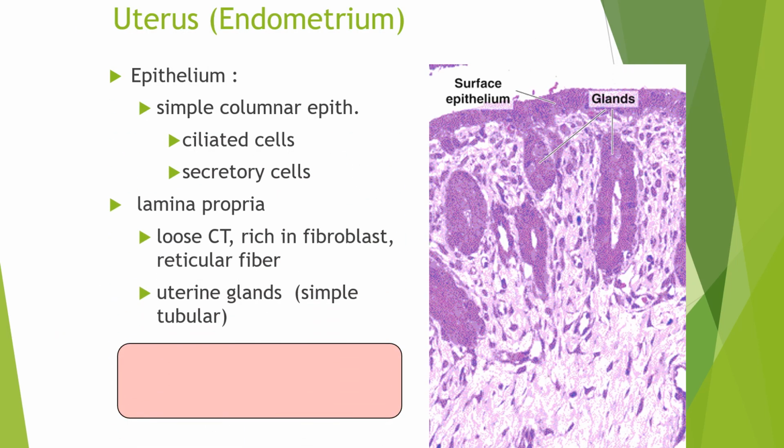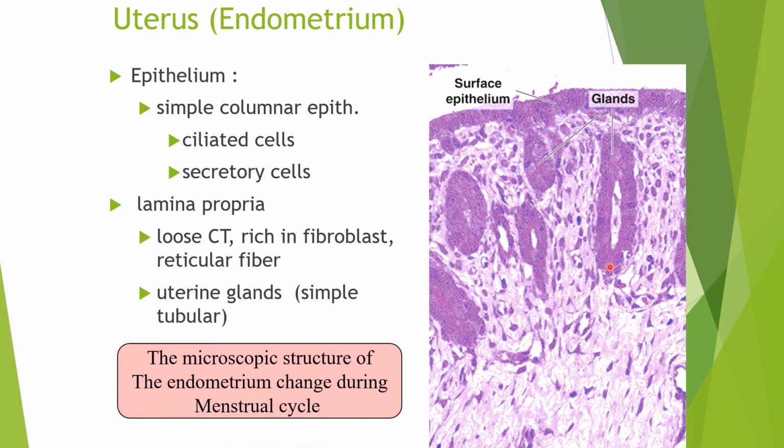So what is endometrium? This is the simple epithelium along with the lamina propria. The epithelium is simple columnar in nature. It has both ciliated cells as well as secretory cells, and beneath the epithelium there is the lamina propria, which is a loose connective tissue rich in fibroblasts and reticular fibers. Uterine glands are also present in this part, and these uterine glands are simple tubular in nature, and the microscopic structure of the endometrium changes during each menstrual cycle.